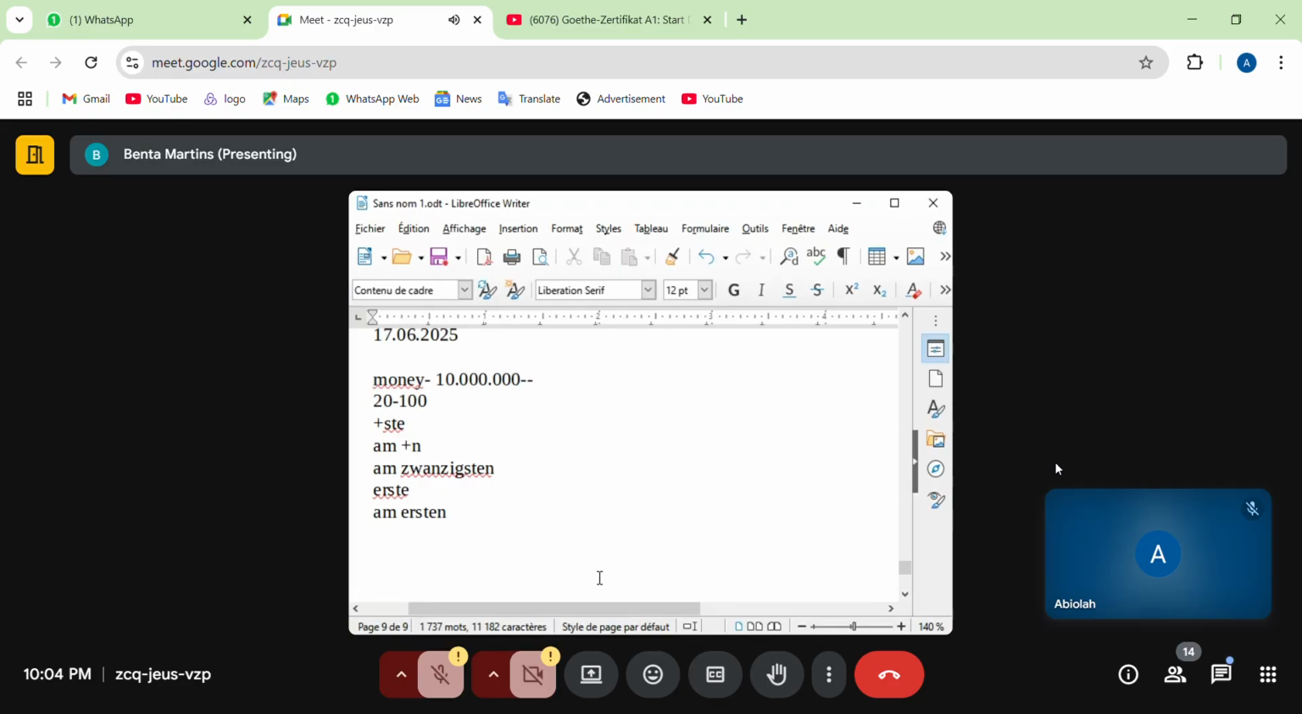So, but when you're using the articles, just continue with the flow, like erste, zweite. Okay. Yeah.